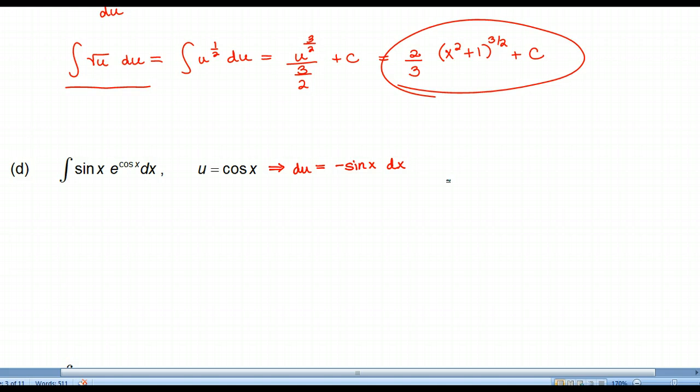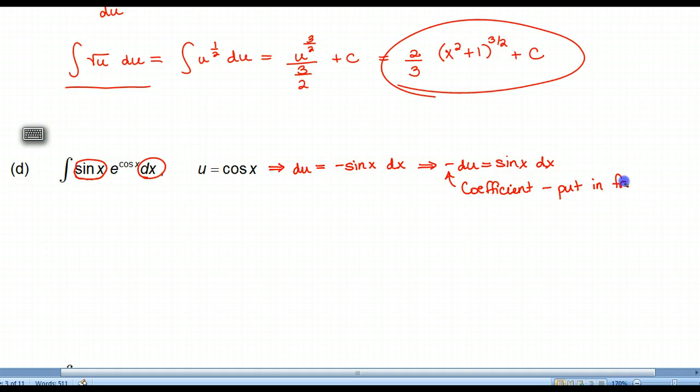Okay, now, if I look back at my original, I have a sine x and a dx, but I don't have a negative. So that means negative du will be equal to sine x dx. This is just a coefficient. And I usually just say put it in front. It just makes it easy if you have a coefficient, just put it out in front of the whole thing so you don't get confused.